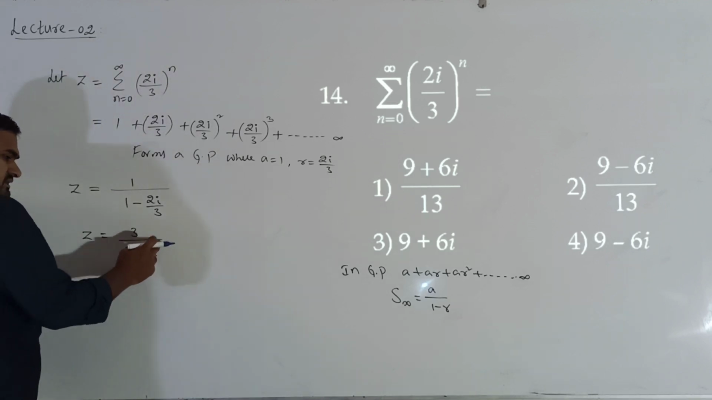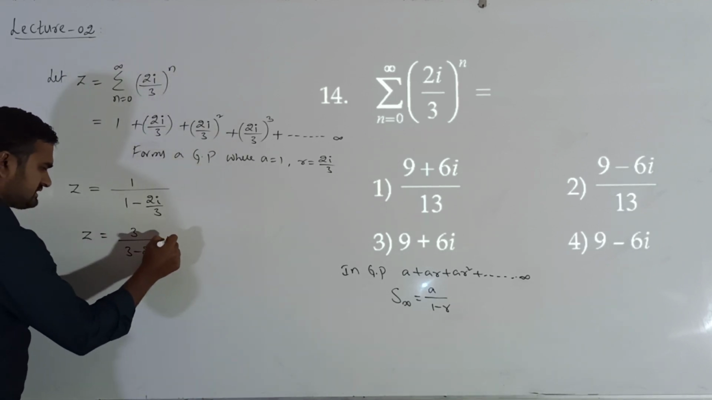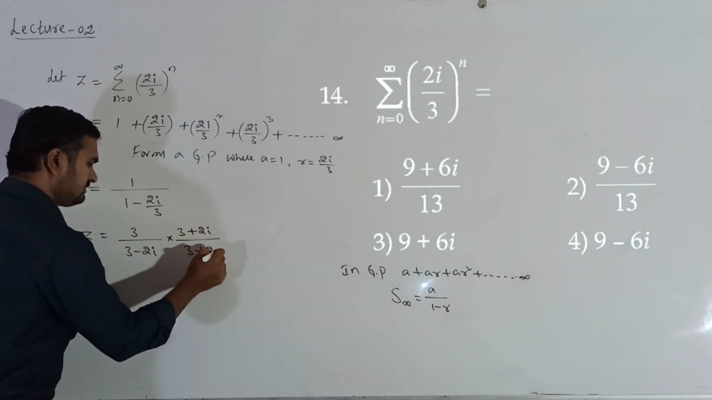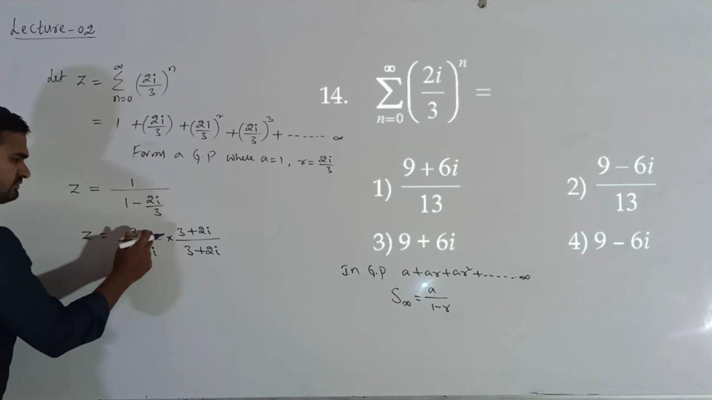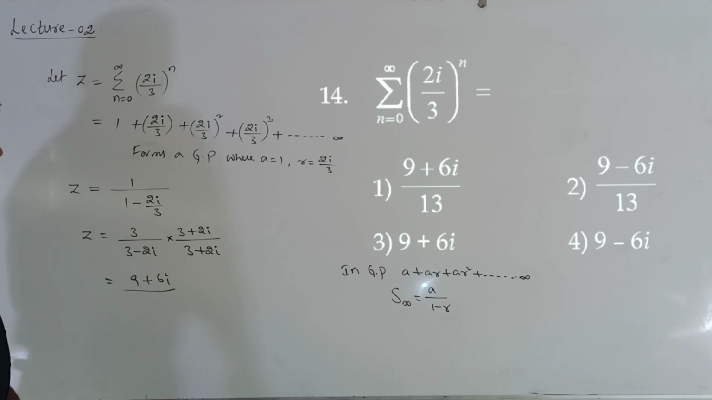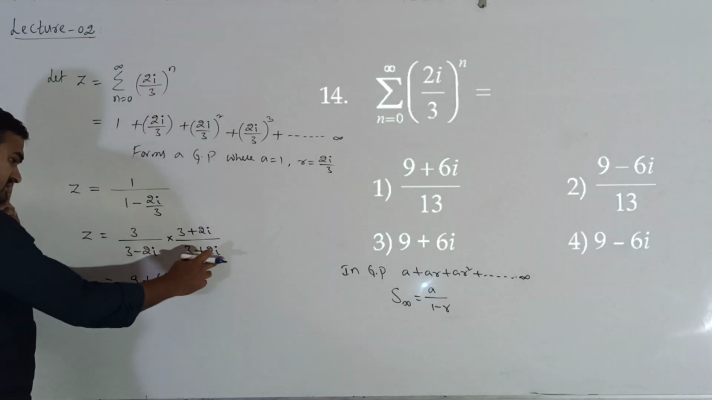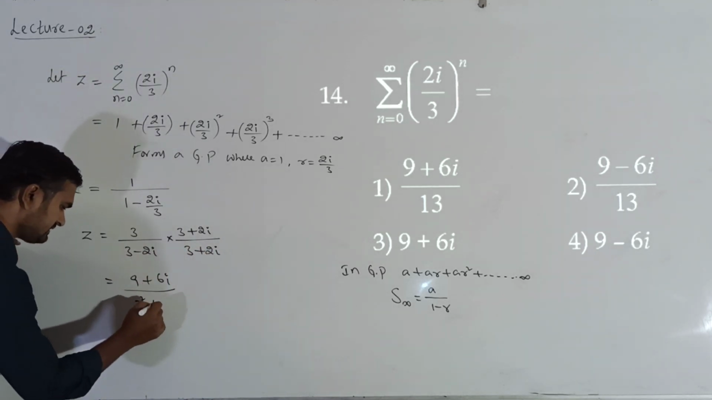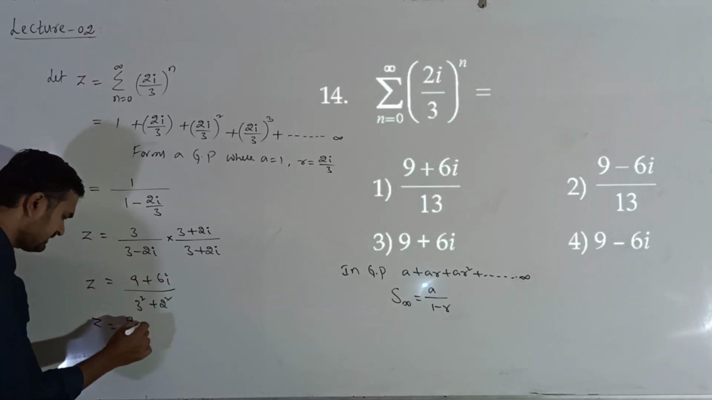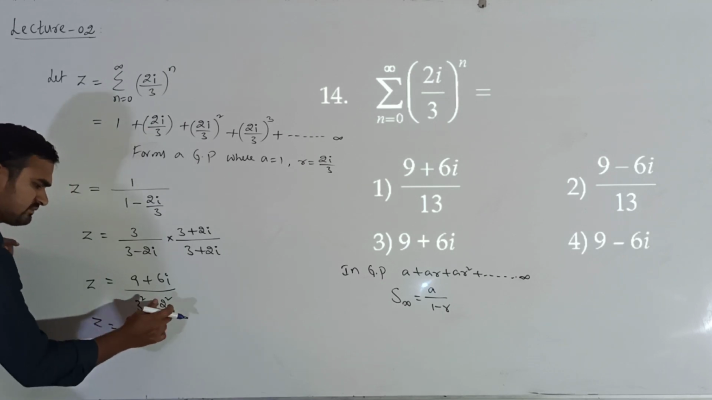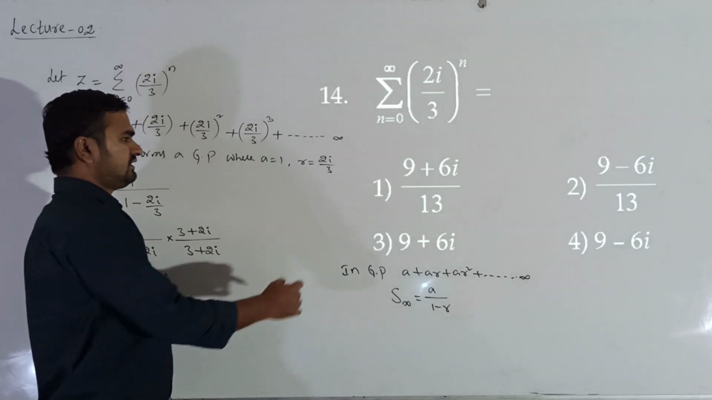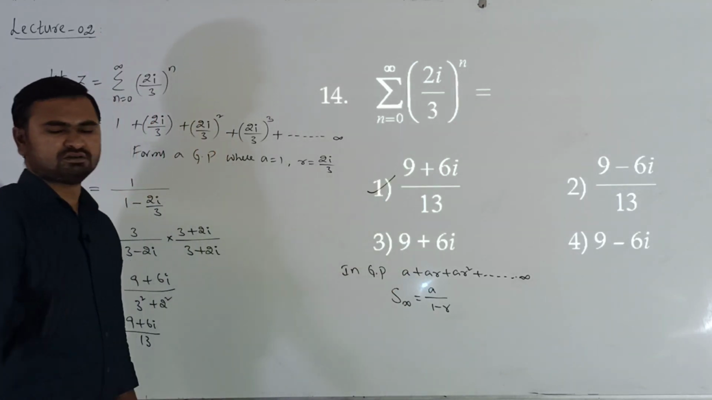We have i in the denominator, so we have to rationalize: multiply numerator and denominator by 3 plus 2i. The numerator becomes 9 plus 6i, and the denominator, a minus ib into a plus ib, will be a square plus b square. So the simplified form of z is 9 plus 6i, over 9 plus 4 is 13. So the required answer is 9 plus 6i divided by 13.